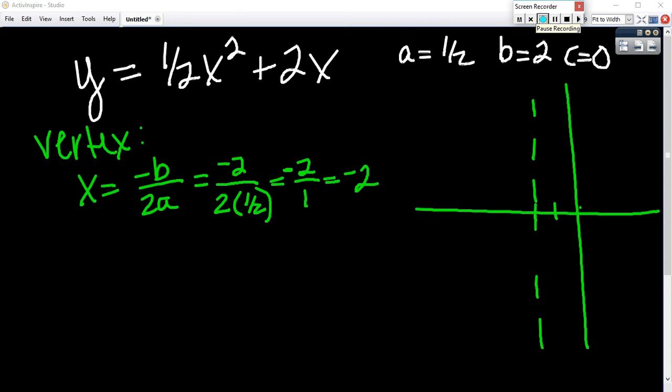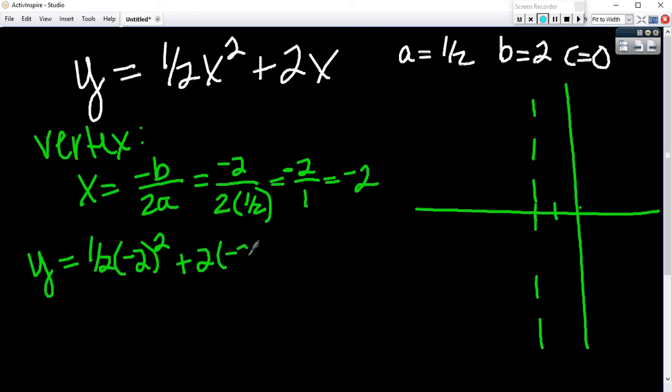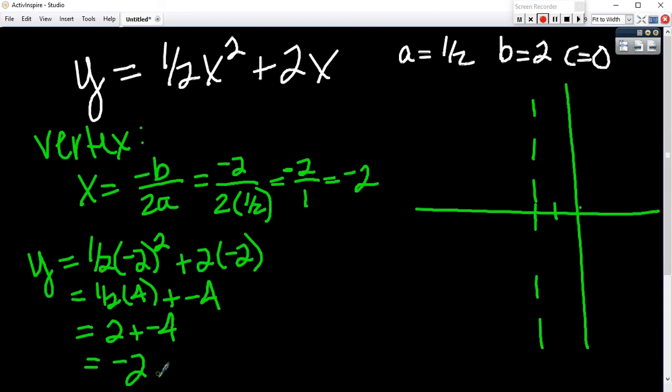How do I find out where on this dashed line my vertex is? What do I do? You plug it back in, okay? And you can do this on your calculator. 1/2 times -2 squared plus 2 times -2. Do the exponent first, so you'd have 1/2 of 4 plus -4. What's 1/2 of 4? 2. And 2 plus -4 is -2.